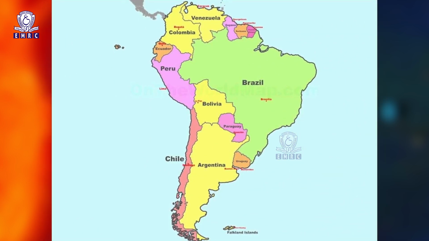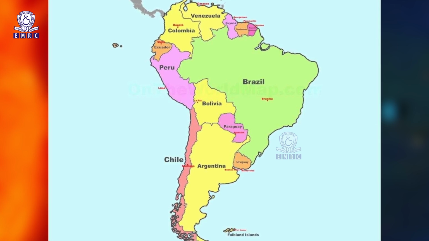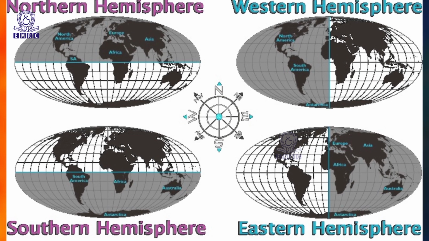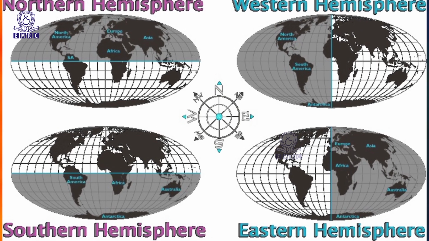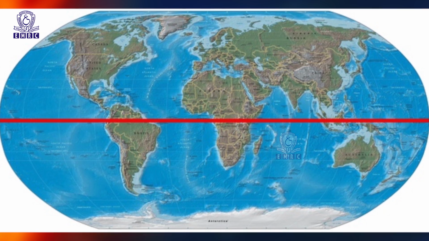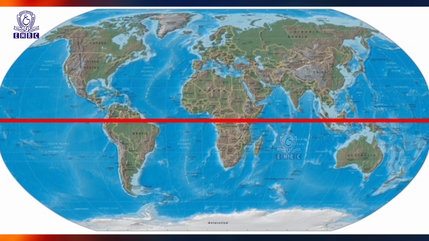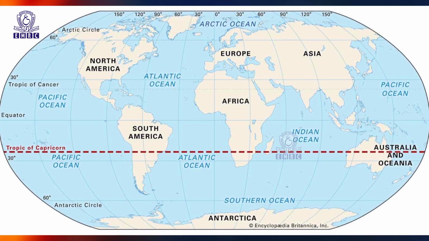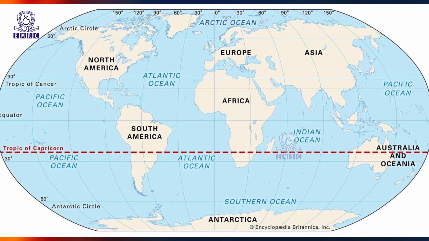South America is the fourth largest continent. The greater part of South America lies in the southern hemisphere. The equator passes through the northern part of the continent, and the Tropic of Capricorn passes through the southern portion of South America.